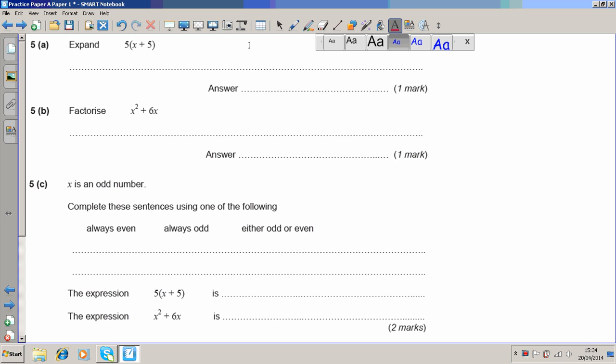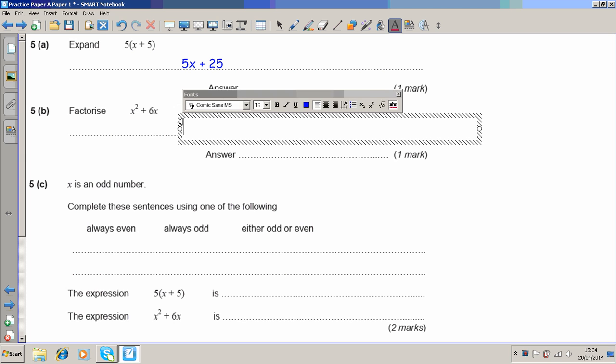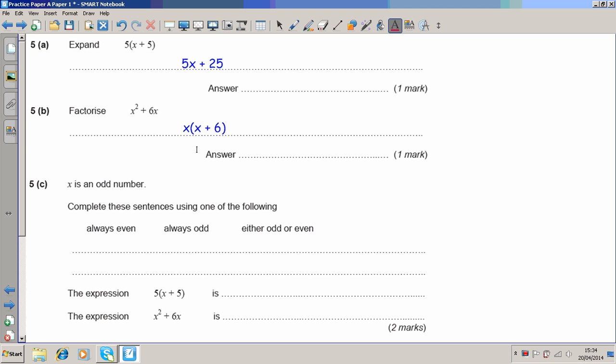Number 5. Expand. 5x plus 25. Factorise means to put into a bracket, and to do that we look for something that's common to both of the terms, which is x. And now what do we multiply x by to get x squared? Another x, and x by what to get 6x? 6. So if I multiply this out, it would be x squared plus 6x.